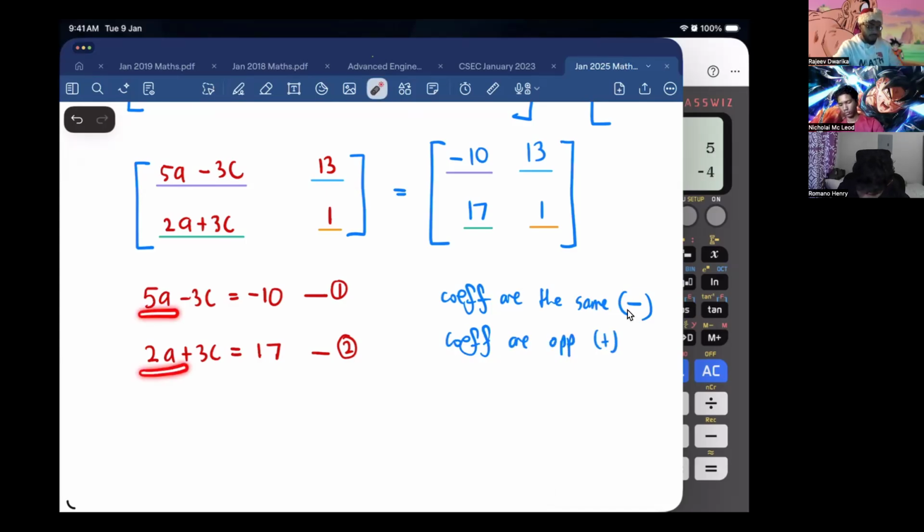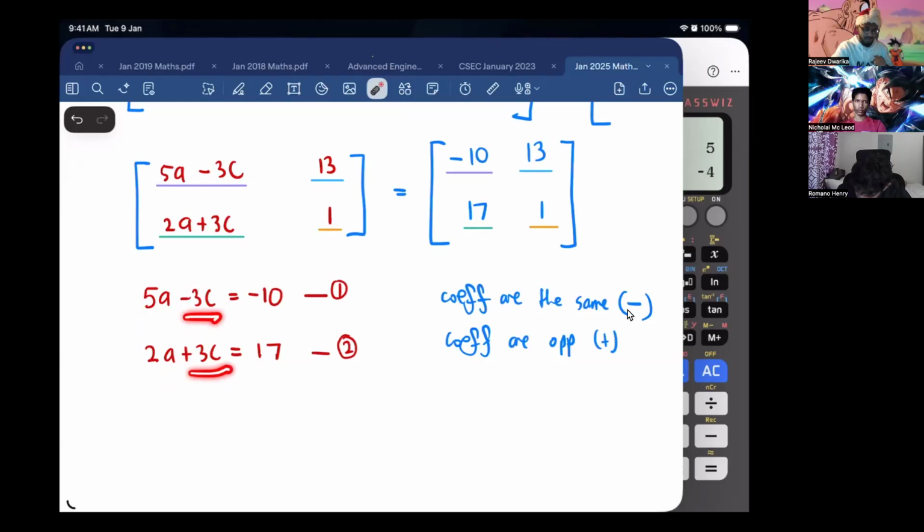So guys, let's look at something, right? Can we get rid of A? If you add or subtract, can you get rid of A? Think about it. If I add, I'll get 7A. So I still have A. If I subtract, what is 5A minus 2A? 3A. Okay. Tell me, Nicholas, did we ever get rid of A? No, we didn't get rid of A, right? So we shouldn't be focused on A. What we should be focused on is C.